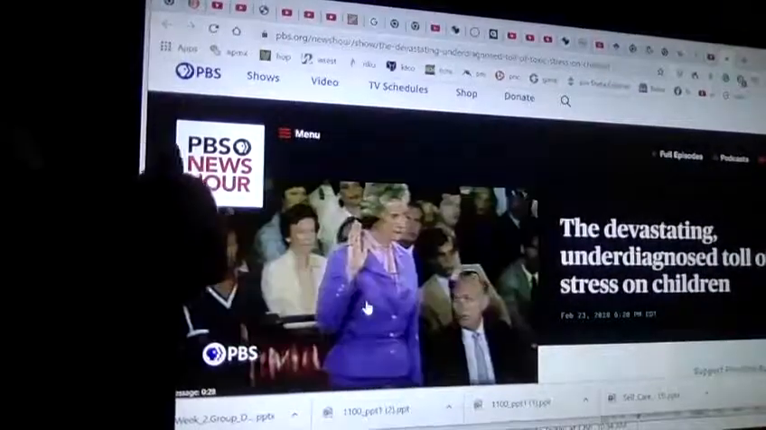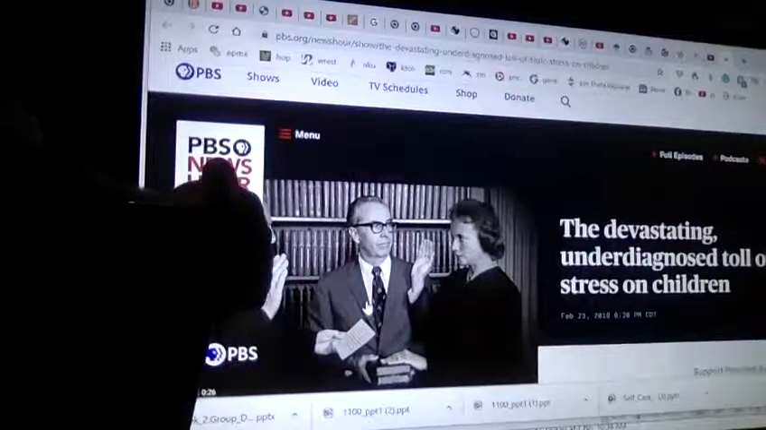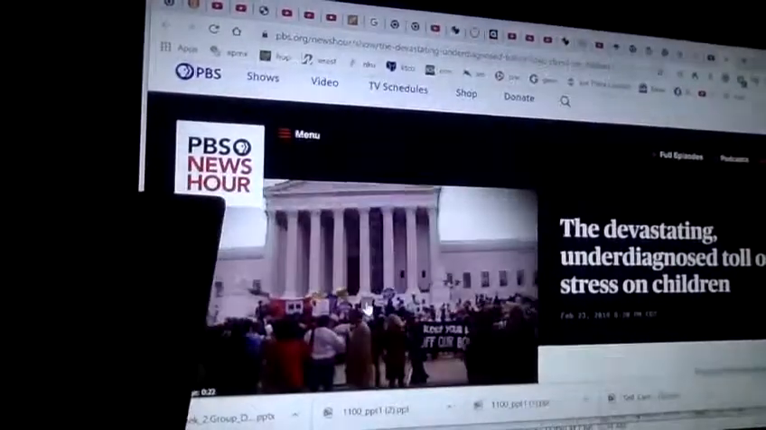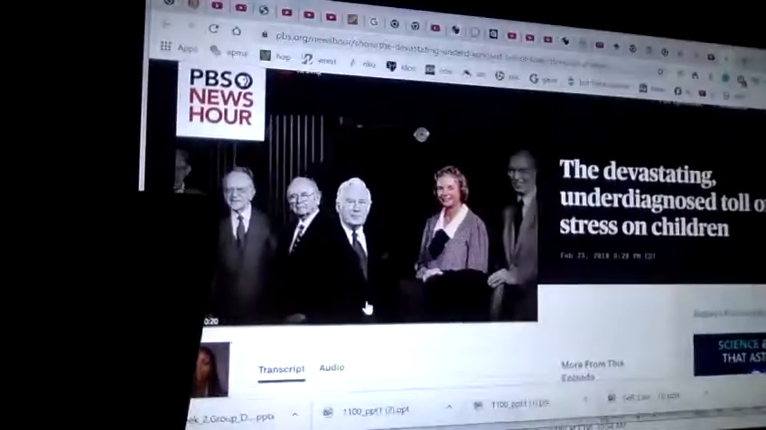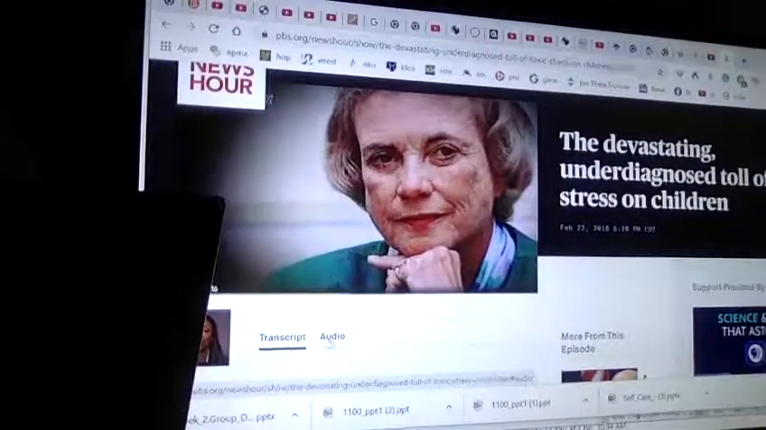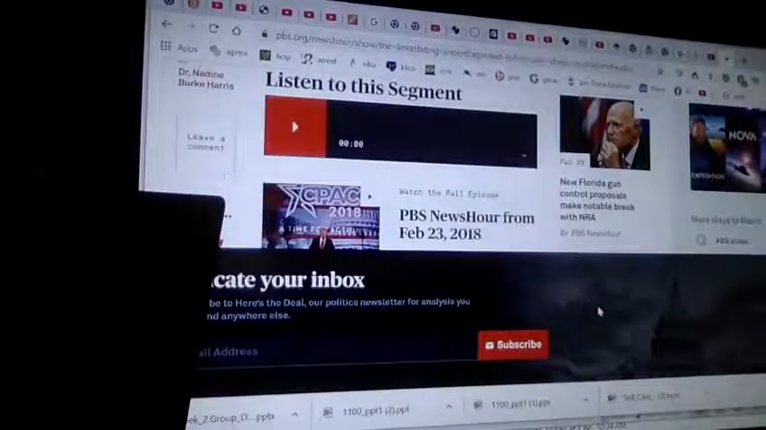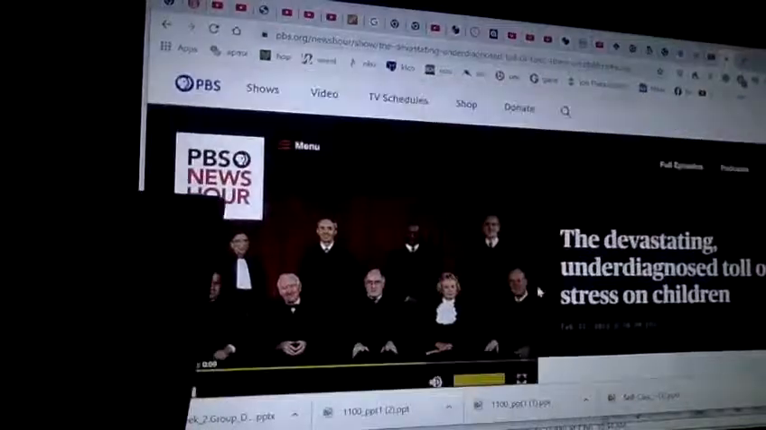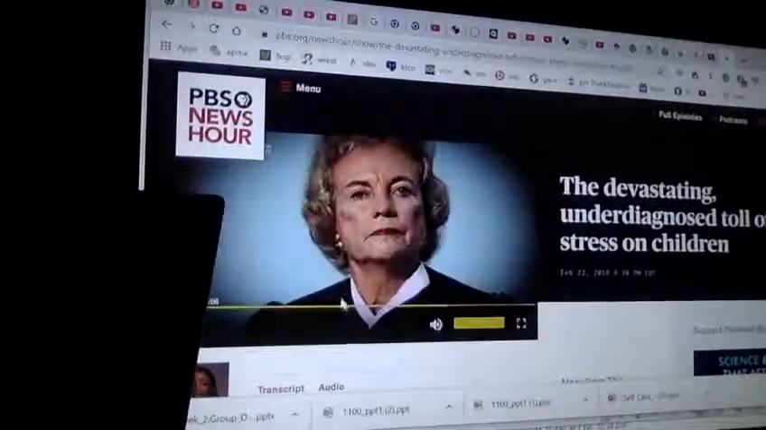An American Experience. The minute she took that up, she was a figure of fascination. She hated being called the swing justice, but that's exactly what she was. This gave her immense power. If you could win O'Connor, then you could win 5-4. Sandra Day O'Connor, the first on American Experience.